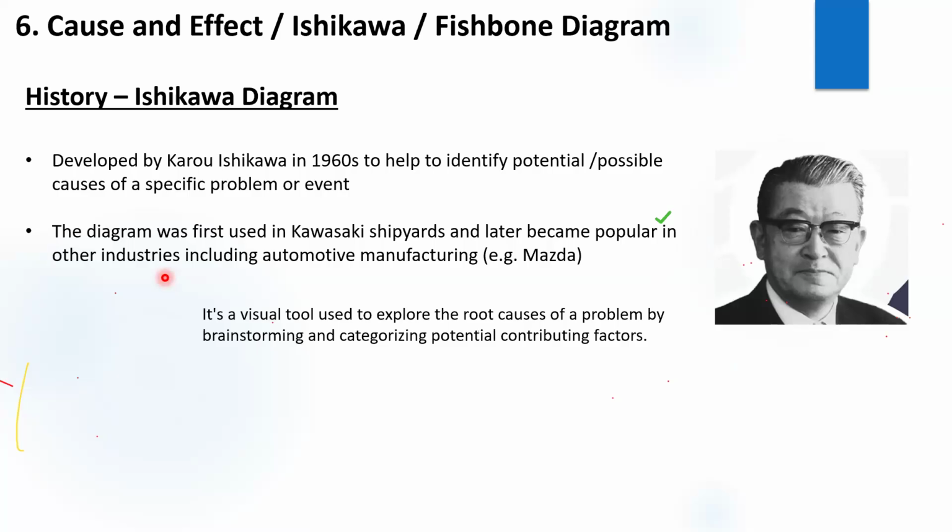First, remember that we need to collect possible or potential causes, and for collecting them, the Ishikawa diagram is very helpful. This diagram was invented by Karo Ishikawa. First time he used it in 1960, in the Kawasaki Group, and later it was popularized in automotive manufacturing as well. Mazda, the company who used the Ishikawa. Okay.